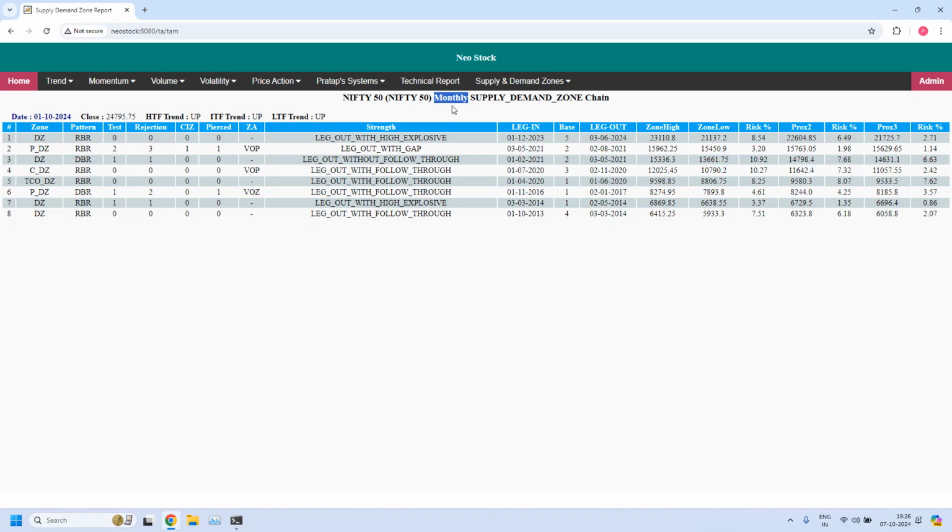Here current time frame is monthly, so it's a monthly trend. And ITF trend, HTF trend, that way you can understand. The rest of the columns you can easily understand. Okay, please remember these points for all the reports.